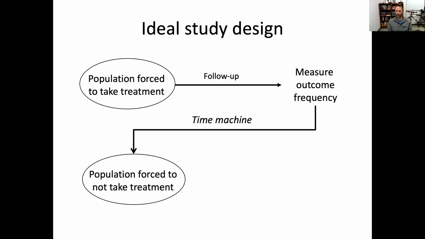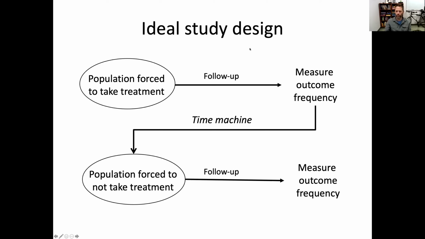I'm going to take that same group of people back, and I'm going to force them not to take that pill. And then I'm going to follow them forward in time again and see how often they get the outcome if they didn't take the pill. And then I'm going to compare the outcome frequency up here to the outcome frequency down here. What's the risk of the outcome if I force you to take the pill, and what's the risk of the outcome if I didn't force you to take the pill? The unfortunate thing about this ideal study design is that we are lacking in a time machine.